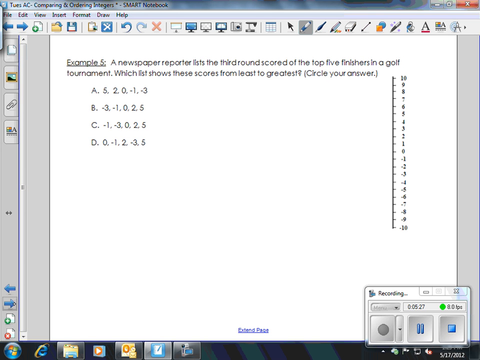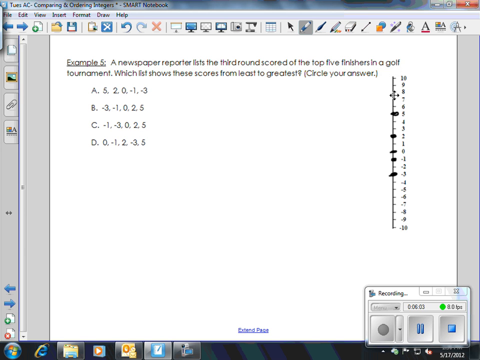A newspaper reporter lists the third round score of the top 5 finishers in a golf tournament. Which list shows these scores from least to greatest? There's a vertical number line over here to help you out if you choose. The numbers are 5, 2, 0, -1, and -3. So I'm going to go ahead and start putting them on my number line. Here's 5, 2, 0, -1, and -3.